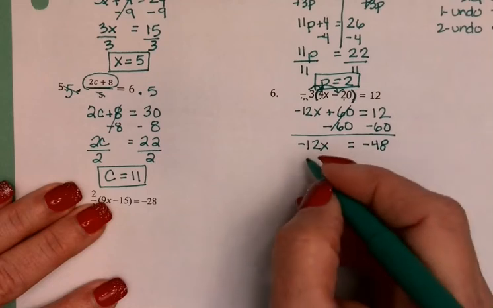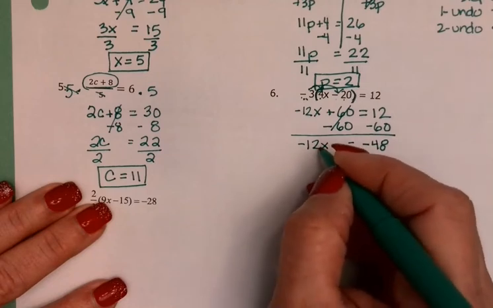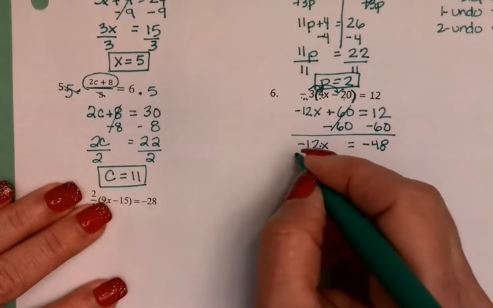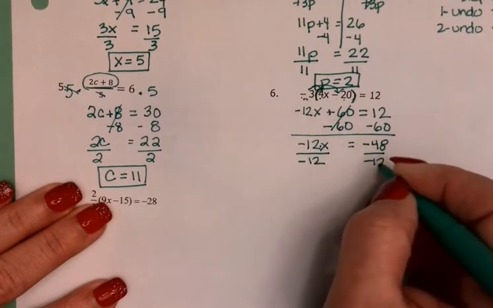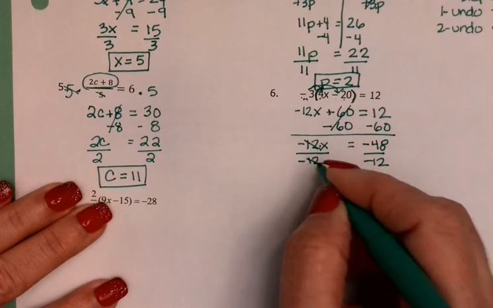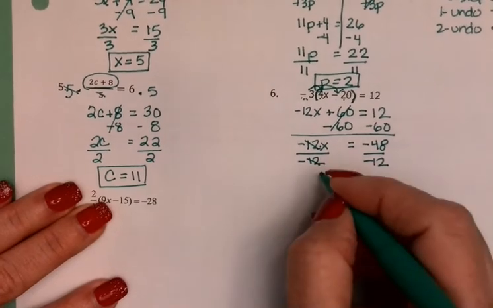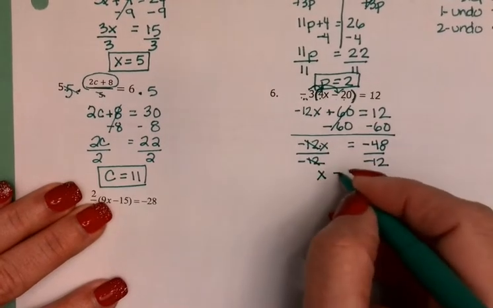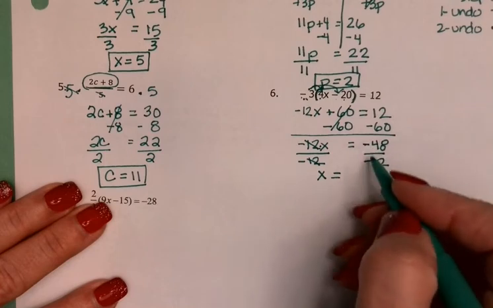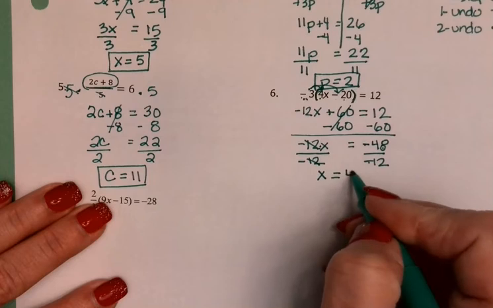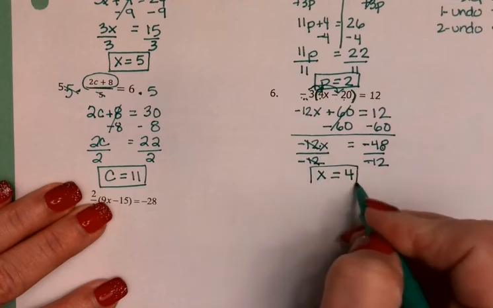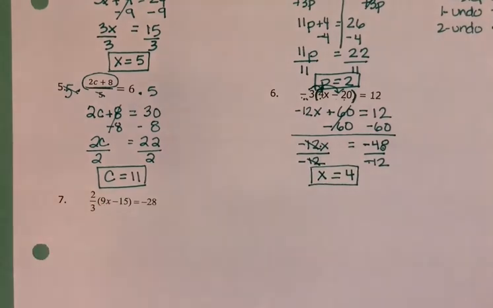I'm then going to undo the multiplication by dividing by -12 on both sides. -12 divided by -12 makes a 1, and 1 times x is just x. It is equal to negative divided by negative is a positive, and 48 divided by 12 is a 4. Your final answer is x is equal to 4.